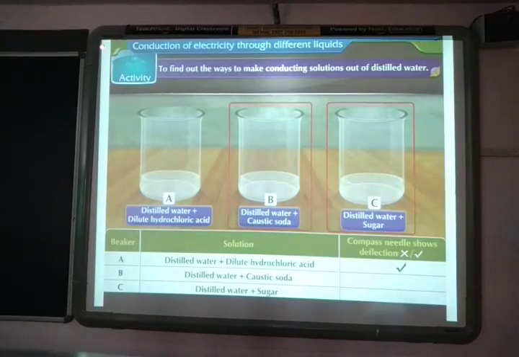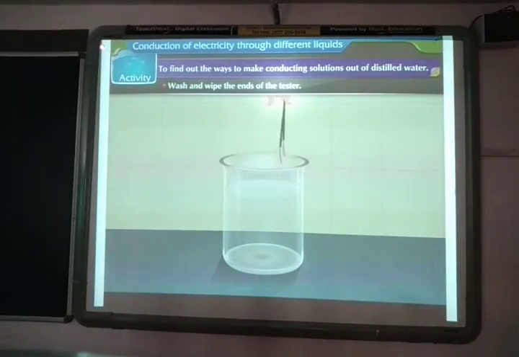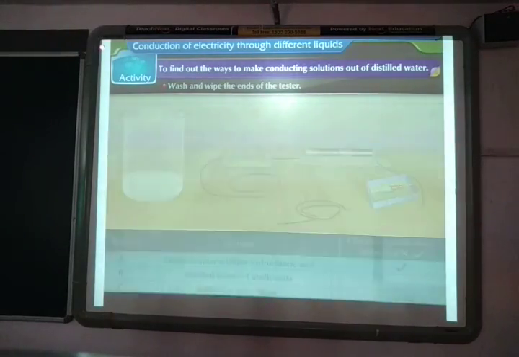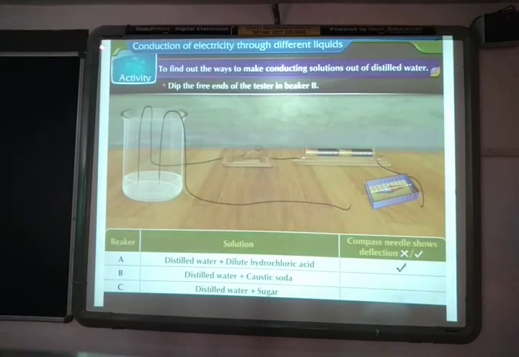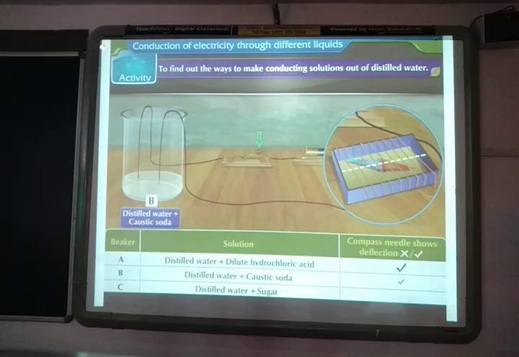Before you test the conductivity of other solution, wash and wipe the ends of the tester as they were in contact with the solution used previously. Now, dip the free ends of the tester in beaker B. Close the switch. What do you observe? You observe a deflection in the magnetic needle of the tester.